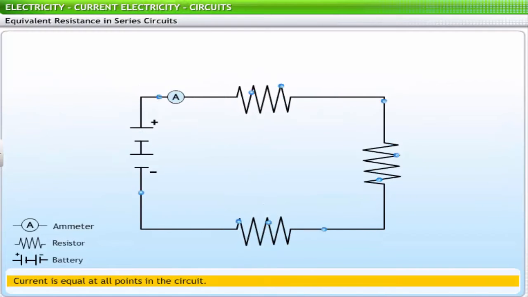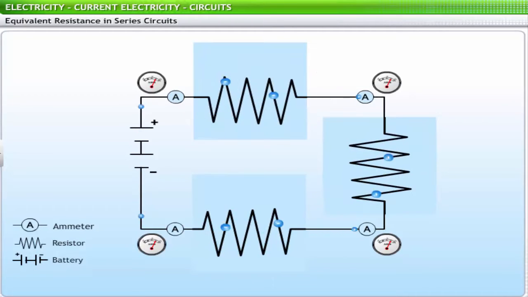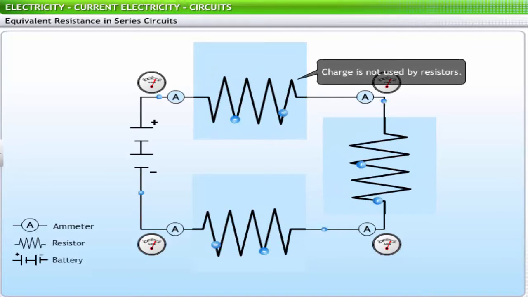The current in a series circuit is equal at all points. Charge does not pile up and begin to accumulate at any given location. Therefore, the current at one location is never more than that at other locations. Similarly, charge is not used by resistors. Therefore, the current at one location is never less than that at other locations.